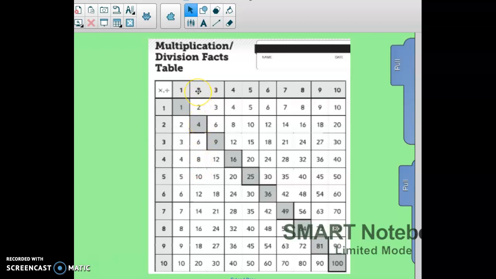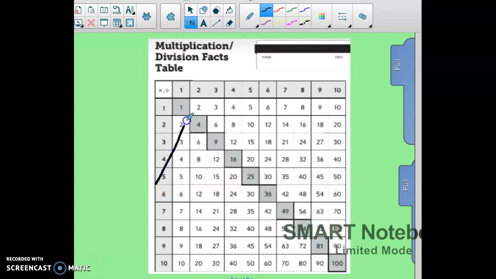So 2 is one factor. The target number is 10. 2 times what factor gives you 10? That's right, 5. Let's draw a triangle connecting these 3 numbers. So I have from 5 to 2, back down to 10, over to 5. Please make sure you're using a pencil.